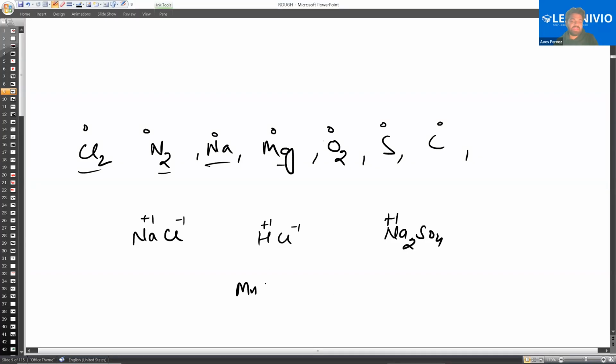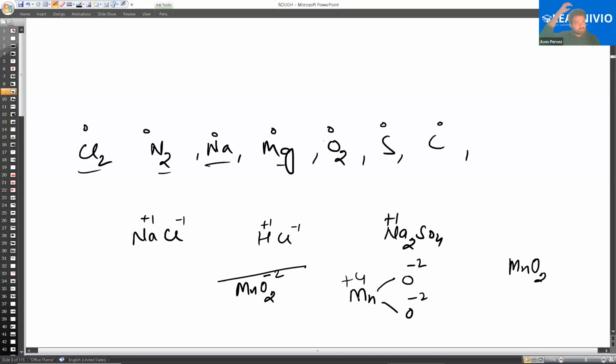Oxygen generally has -2 oxidation state. Take MnO2: we don't know the oxidation state of Mn, but we know oxygen has -2. Two oxygen atoms combined give -2, -2, so -4. Because MnO2 as a whole has no charge, Mn must have +4 to make it neutral. Got it?